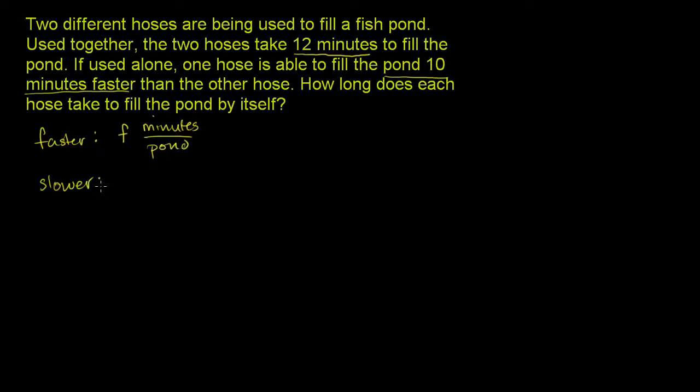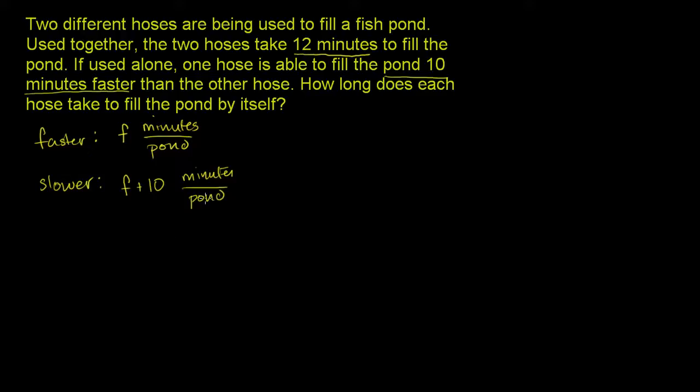Now, how long is it going to take the slower hose? Well, the faster hose does it in 10 minutes less. It's 10 minutes faster. So the slower hose is going to take 10 minutes more. So the slower hose is going to take f plus 10 minutes per pond.